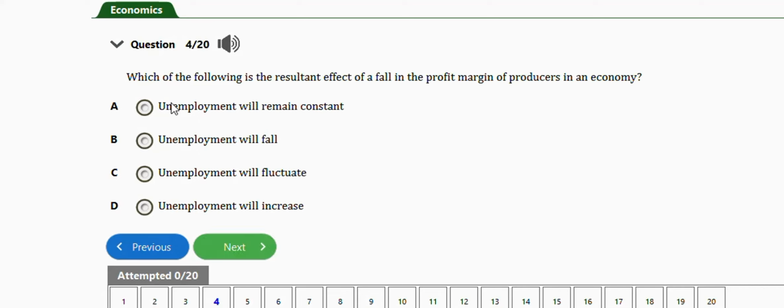It says which of the following is the resultant effect of a fall in the profit margin of producers in an economy: unemployment will remain constant, unemployment will fall, unemployment will fluctuate, unemployment will increase. The right answer is option D, which is unemployment will increase. The next question is this one.